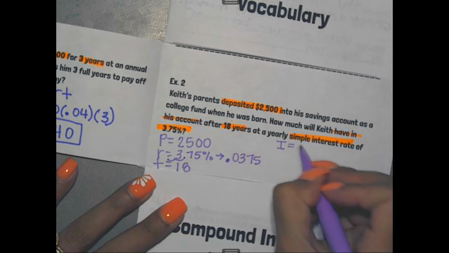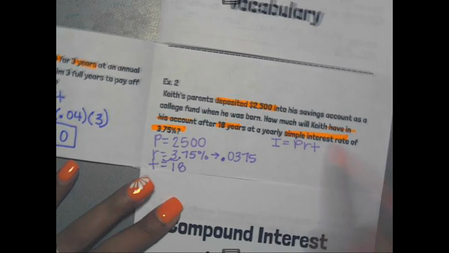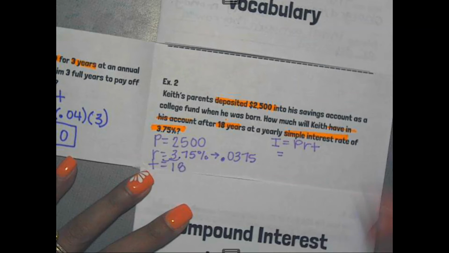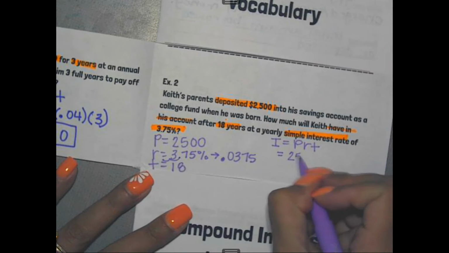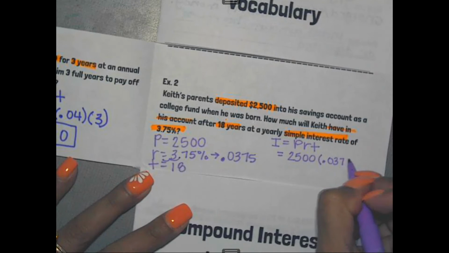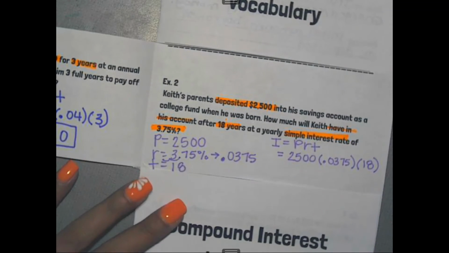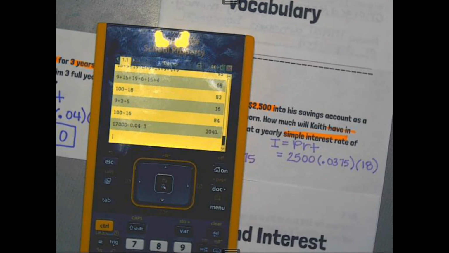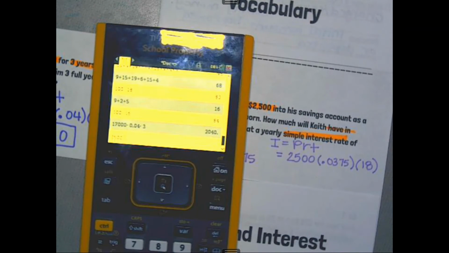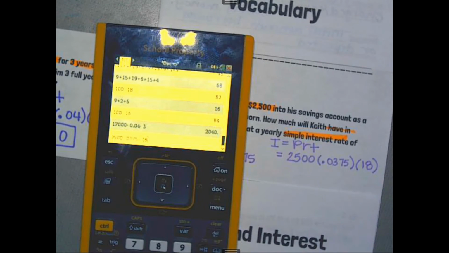So I equals PRT because it says simple interest. So our interest is going to be 2,500 times 0.0375 times 18. Going to type that in like that. 0.0375 times 18. Click enter.